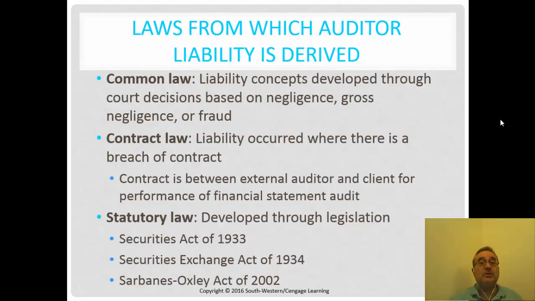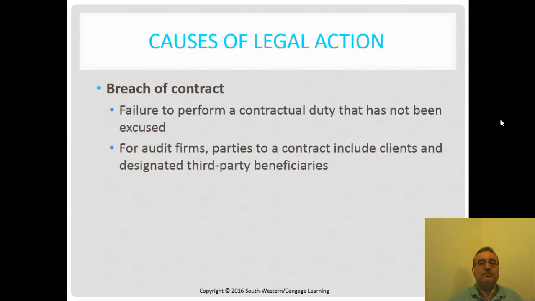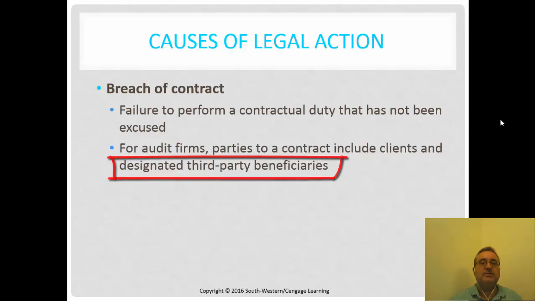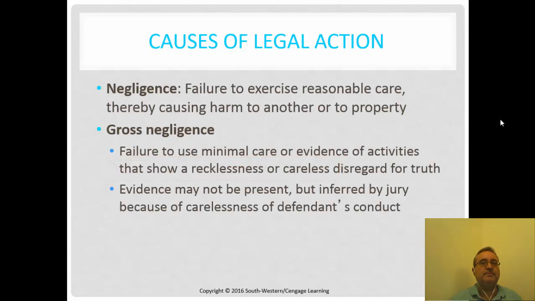So in common law, we look at these concepts of neglect, gross neglect, or fraud. Breach of contract is simply a failure to perform a contract that has not been executed. For example, for the audit firm, it's possible that the contract relates to clients and designated third-party beneficiaries. But you notice the key word is designated third-party beneficiaries.